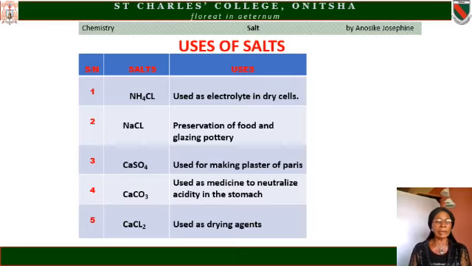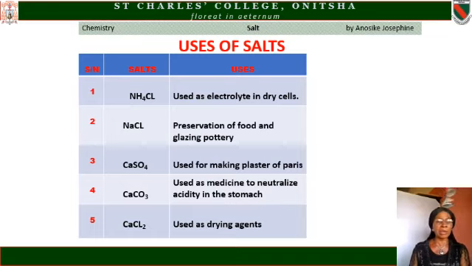The second one, sodium chloride. Sodium chloride is very good in preserving food like fish. You can spread some quantity of sodium chloride on it and leave it for some time. It will stay for a long time, for at least 3 months before it decays. And then we use sodium chloride in glazing pottery, like in ceramic industries, where you have all those plates, cups, and so on. We use sodium chloride as one of the materials for producing them.